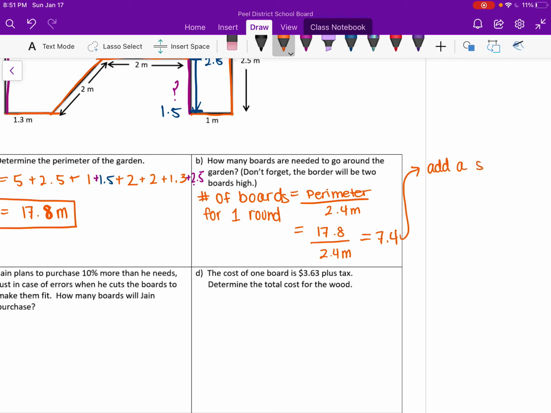Then I want to add a second border, which means I need to add 7.4 more boards. So I'm going to say, okay, 7.4 times 2 equals, and this is where that thinking comes in, right? Equals 14.8 boards. When we go to the store, we can only buy whole boards. They're not going to give us that 14.8, so we're going to say we need about 15 boards.